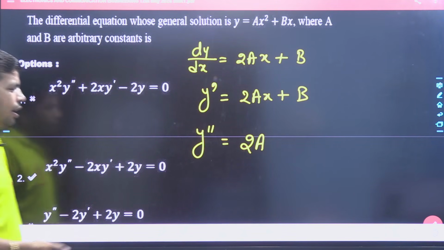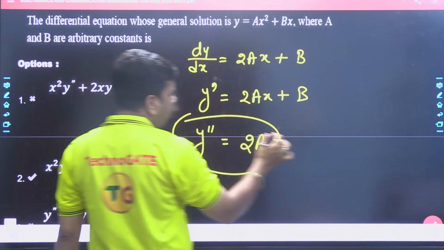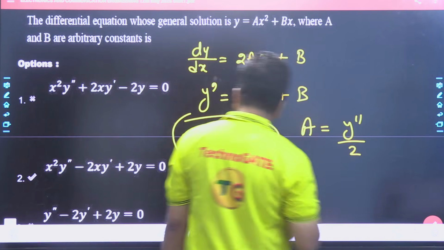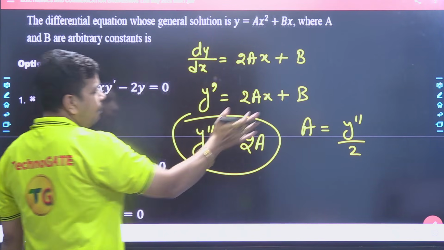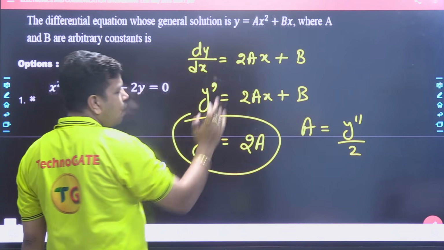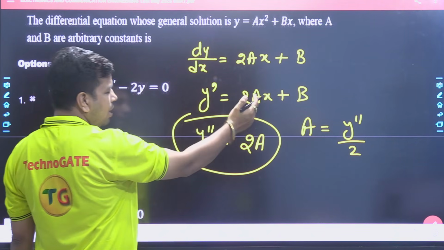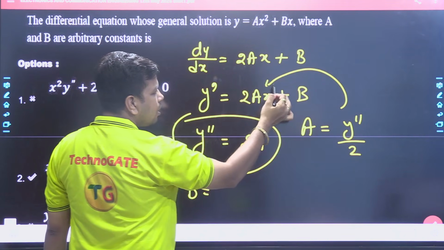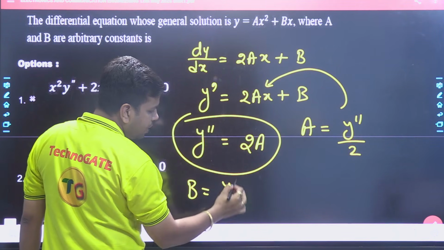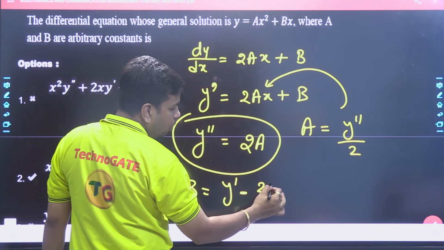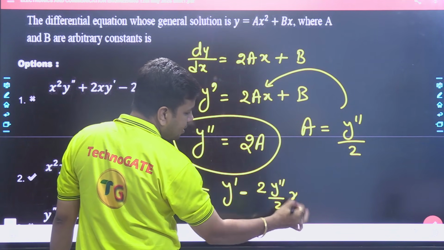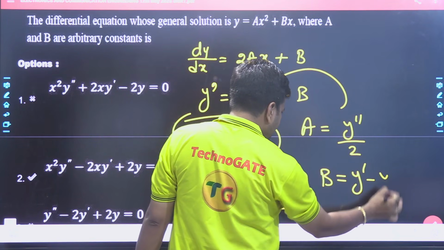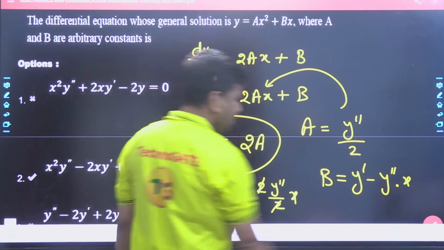So the double differentiation equals 2a. With the help of that, if I compute the value of a, it is y double dash by 2. If I put that value here, I can find the value of b. Let's see, what is the value of b? Just put that value in this equation. The value of b is y dash minus 2a x by x. We can cancel out 2 and 2, so the value of b is simply y dash minus y double dash times x.